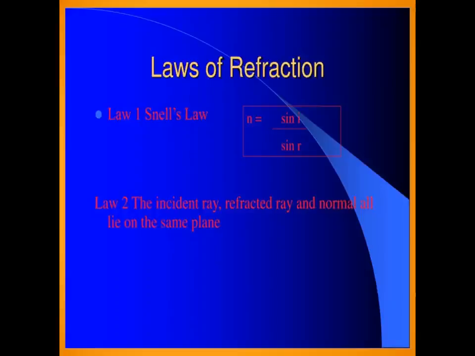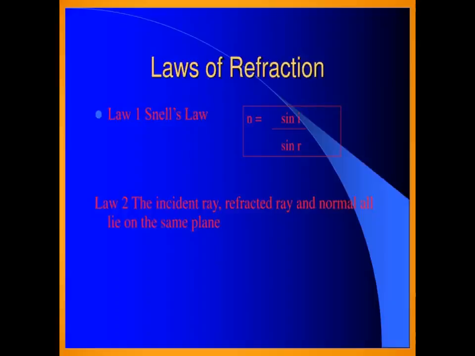Sin i by sin r equals mu2 by mu1, which is denoted here as n. The ratio of the sine of the angle of incidence and the sine of the angle of refraction is equal to the ratio of refractive indices of the two media. This law is known as Snell's law.